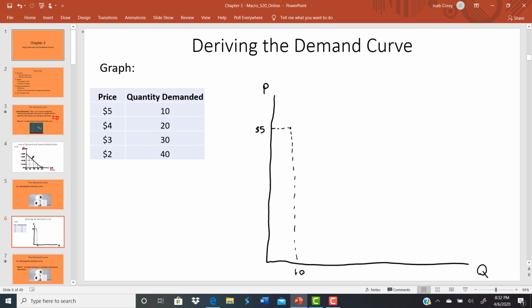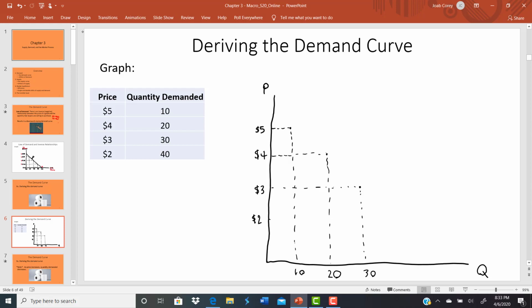Now, as you can imagine, if the price were to go down to $4, people might be more eager to go out there and buy that toilet paper. So much so that at a price of $4, you'll have people out there willing to buy 20 packages. If the price of toilet paper were $3 a package, then again, you have people more willing and eager to stock up on toilet paper, so much so that 30 packages might be bought and sold.